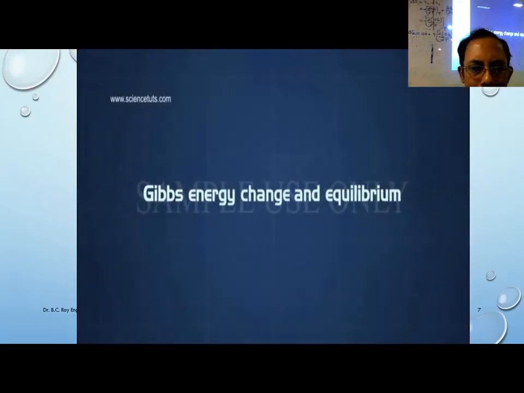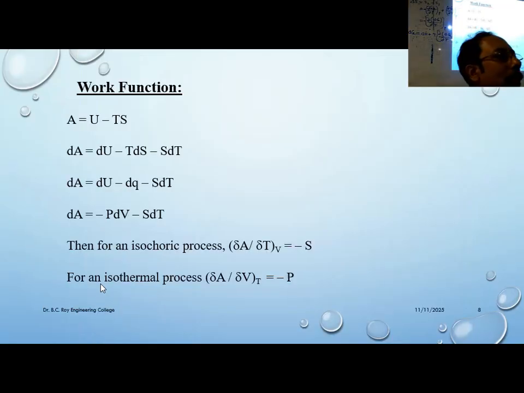Gibbs energy change. What is the purpose of this exercise? No, there was no time last day, I could not discuss. So you are getting a straight line plot, right? But what is the purpose? Why do we do it? To find out delta H.